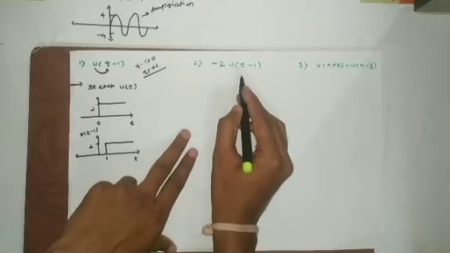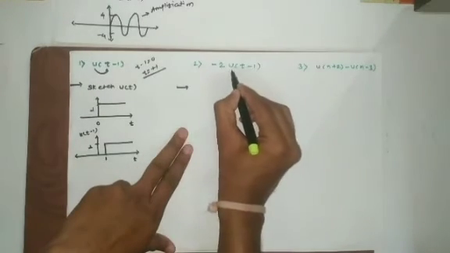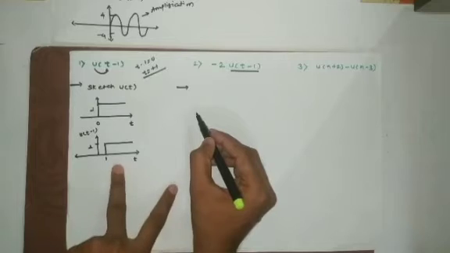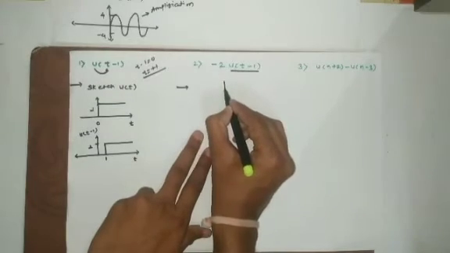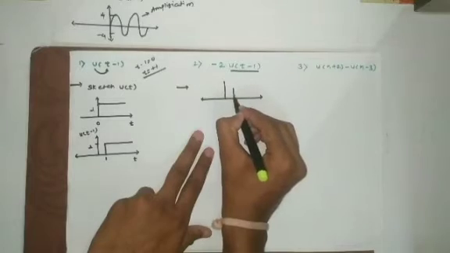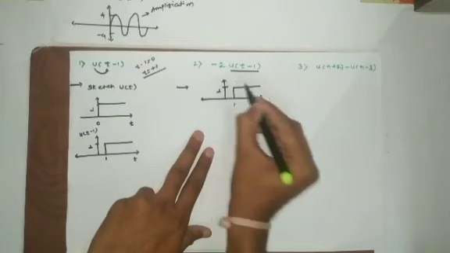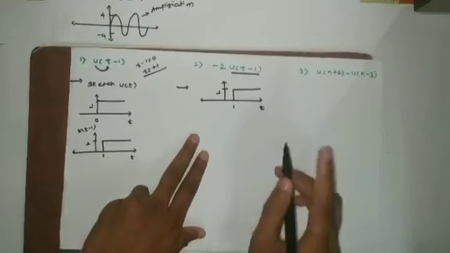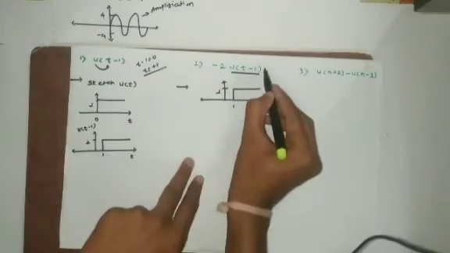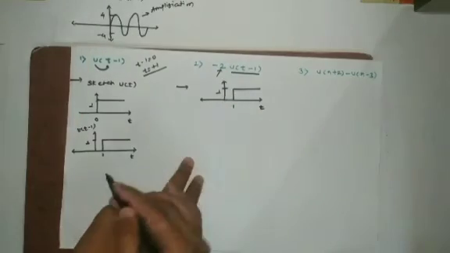Let us take the second example. In case of this also, we have to first determine u of t minus 1. Already we have determined u of t minus 1, that is shifted by 1 unit to the right side. So from 1 onwards the amplitude is 1. So here we have performed the first operation as time shifting operation. Now this entire signal has to be multiplied by a value minus 2.